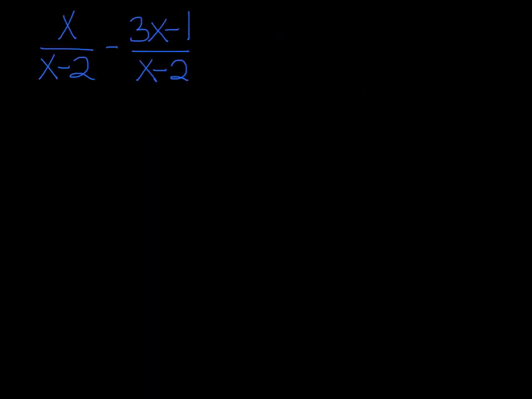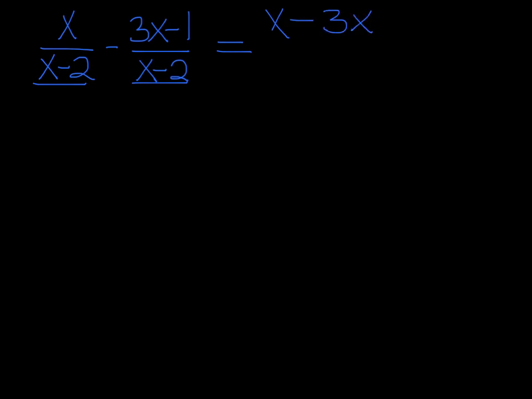So now let's try an ugly one. Let's try one with expressions with x in here. I've got x divided by x minus 2, and then I have minus 3x minus 1 over x minus 2. So notice that I do have a common denominator. So I'm just going to subtract across the top. We've got x, minus, and then you have 3x minus 1.